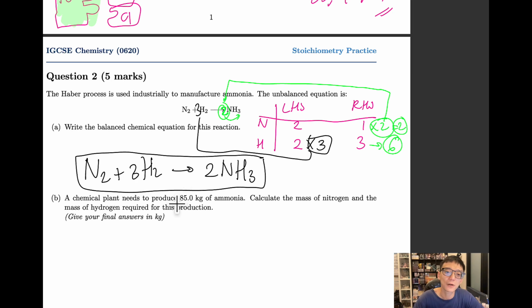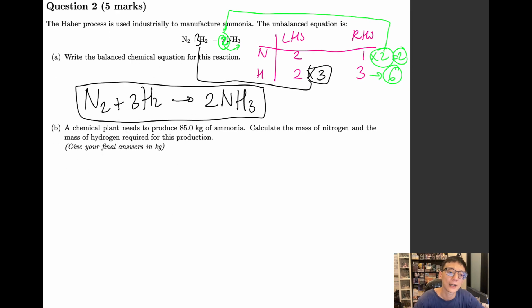So now for the second question, a chemical plant wants to produce 85 kilogram of ammonia, which is this thing. Calculate the mass of nitrogen and the mass of hydrogen. We want the final answer to be in kilogram. So now, we have to find the mole first. We know that the mass of NH3, ammonia, is 85 kilo. But the mole is actually mass over MR in gram. So we have to change this in gram first.